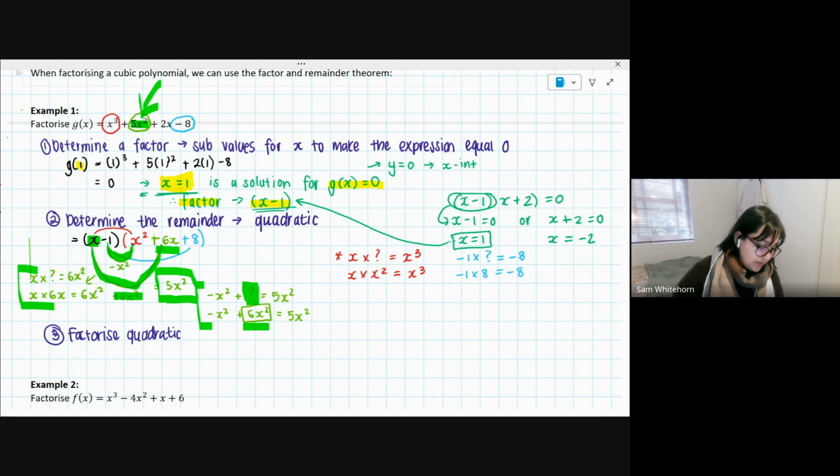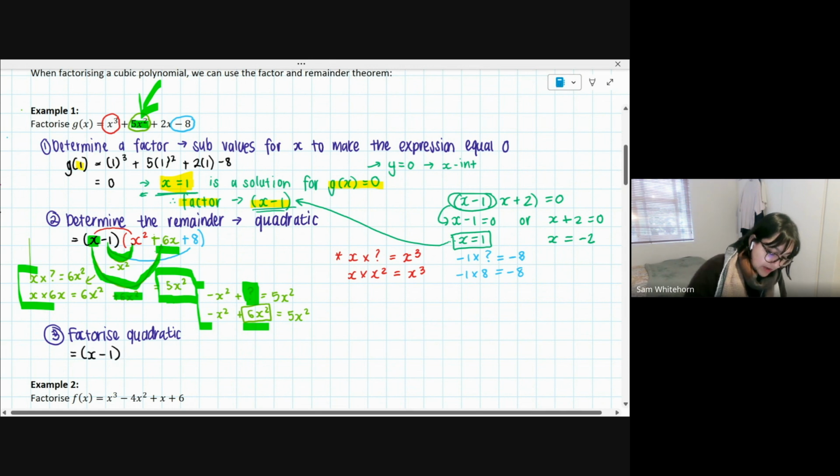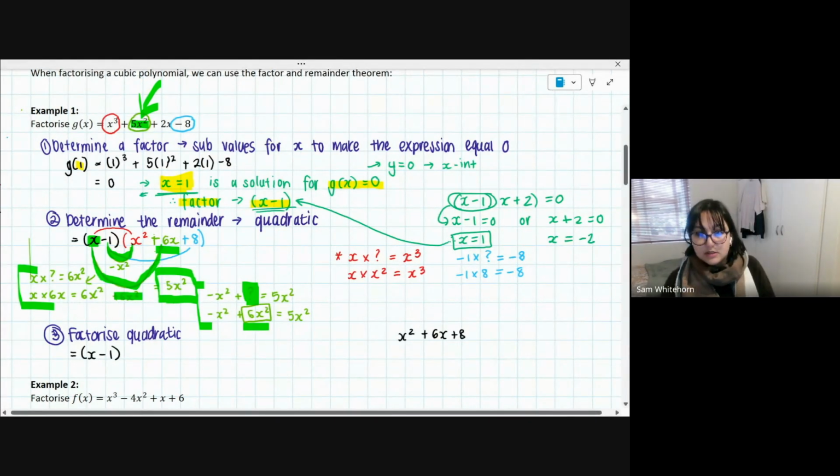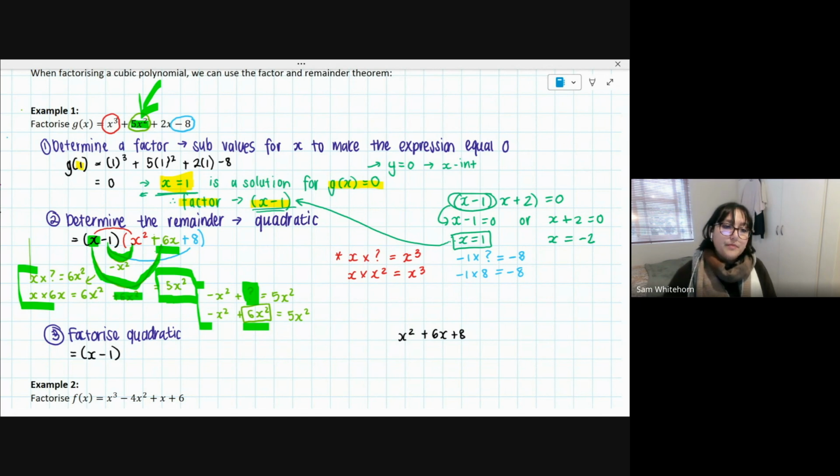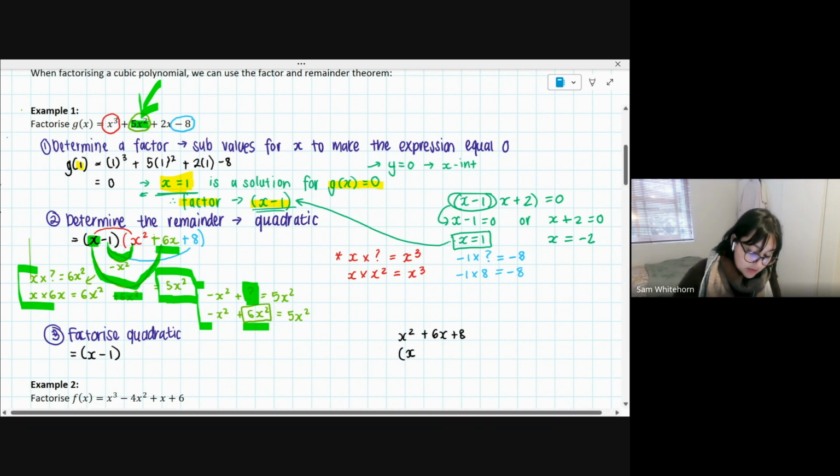So what we now do is, we've got our first bracket, that's not an issue, x minus 1, but now we factorize this trinomial. So we've got x squared plus 6x plus 8. How you choose to factorize this is up to you. We spoke about this a little while ago. You can use the quadratic formula because that always works. If you can just factorize this, awesome. I'm going to just factorize it because that's the first thing my brain goes to. x plus 4, x plus 2. And so we have our factorized product.